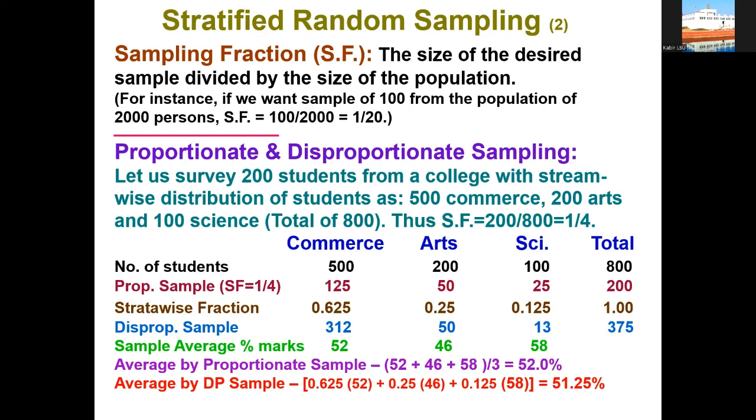So what is the stratified fraction? How does a person make this sampling method? So see here, there is a chart given: commerce, arts, science, and there are 800. So there is a proportional sample, that is the stratified fraction 1/4. So out of commerce 500, it becomes 125. And for arts, there are 200 students, it becomes 50. Science, 25. So in total, there are 200 students.